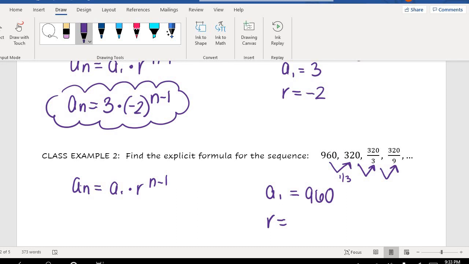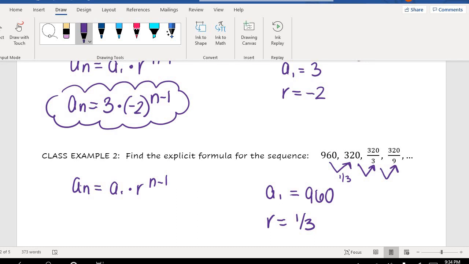I'm going to test this again. So now I'm going to do this term, 320 thirds, divided by 320. So you should try this as well. Make sure you're using your calculator correctly. So I have 320 thirds, I grouped it in parentheses, divided by 320. And I got 1/3. So our common ratio is 1/3. We're multiplying by 1/3 every time.